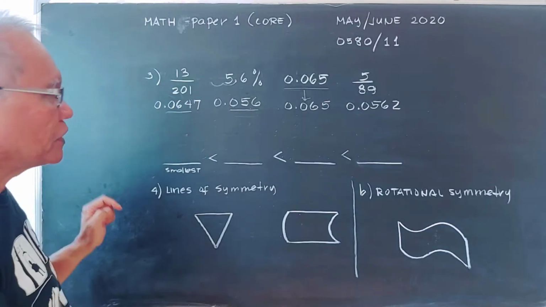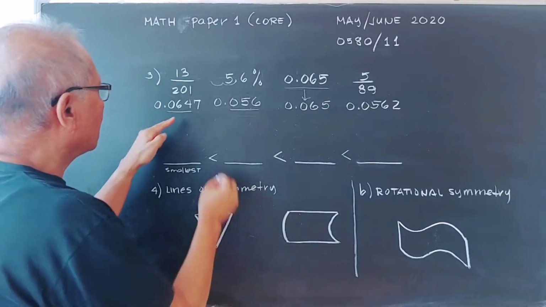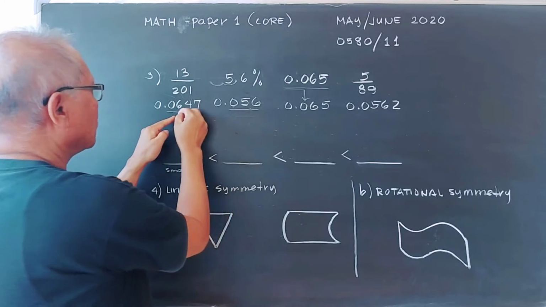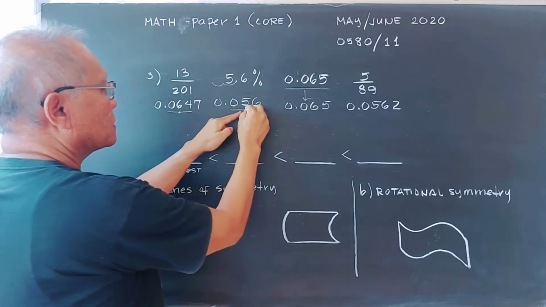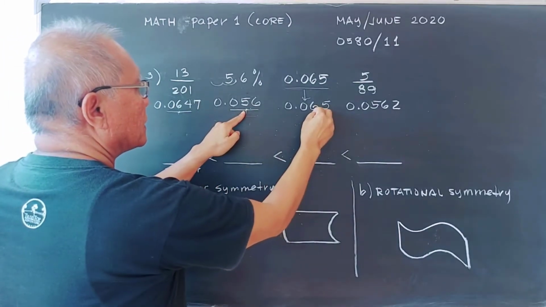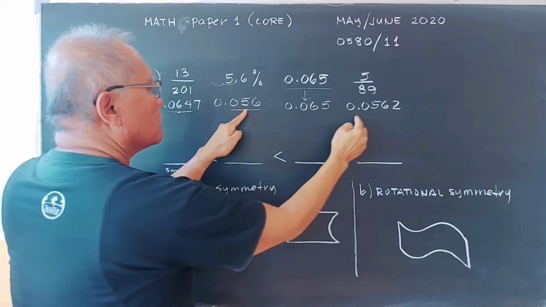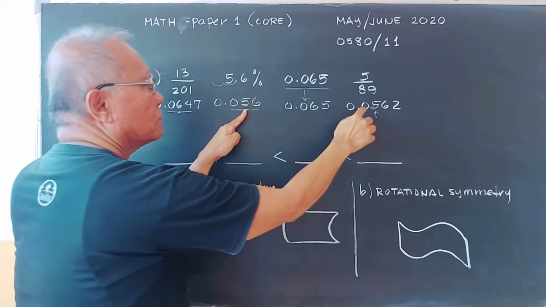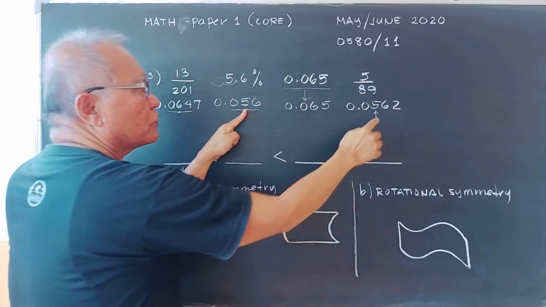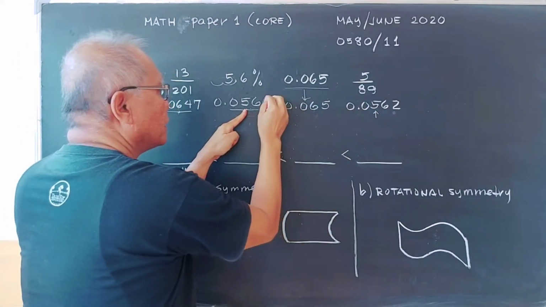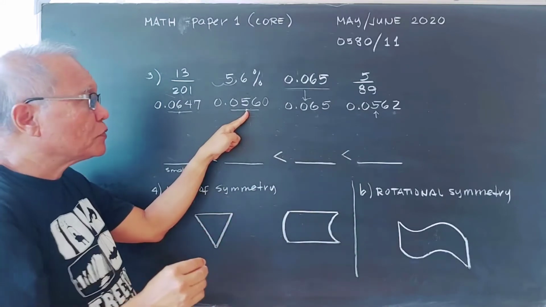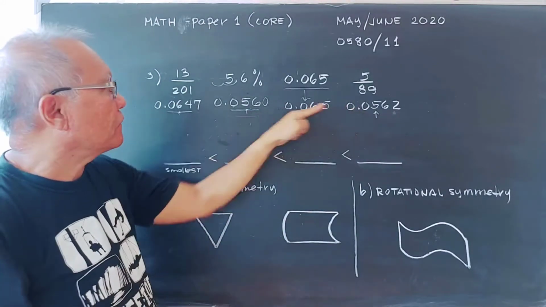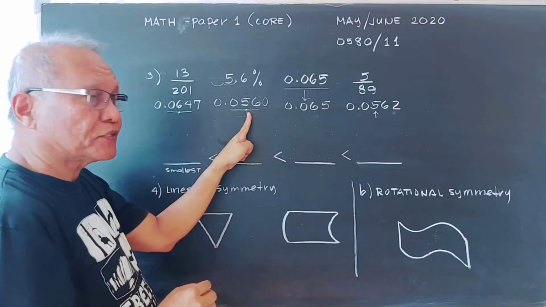Now in this format, we can determine which is the smallest, which is the largest, and which numbers are in between. So here we have 0.0647. We know this one is 6, this one is 5, this one is 6, so that's 2. So 5 again here. So we just compare the smallest, which are 0.056 and 0.0562. Because of the 2 there and this one is 0 here, this one is smaller than that one. Therefore, this one will be the smallest.